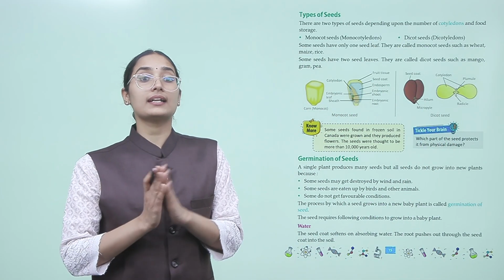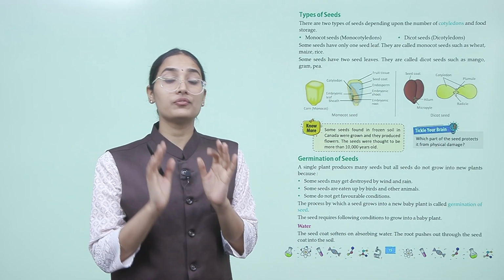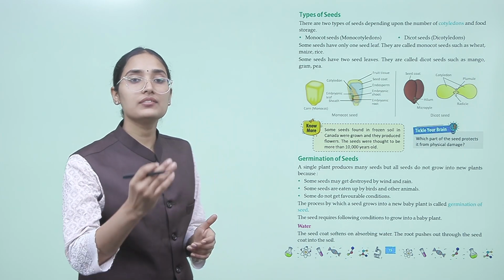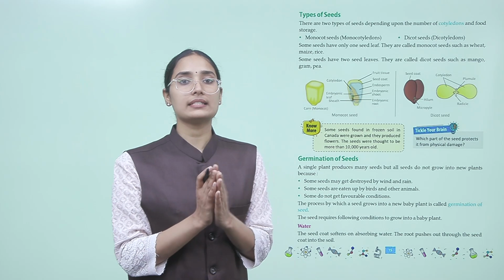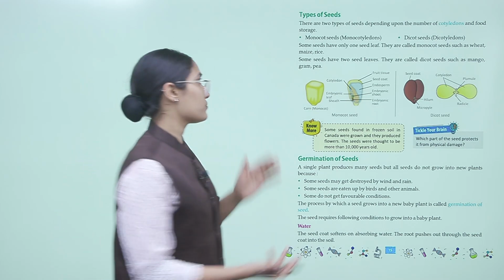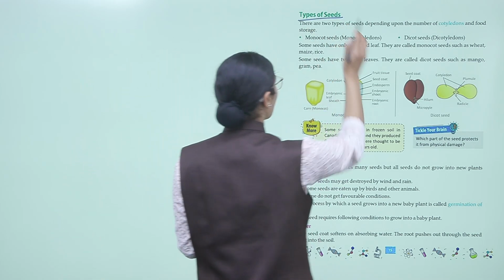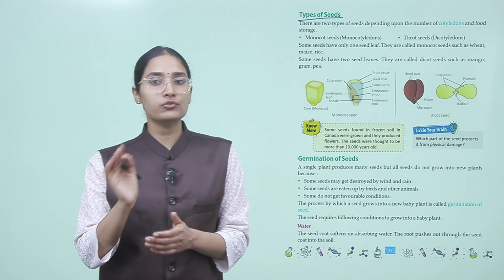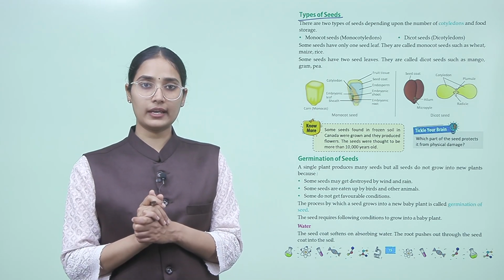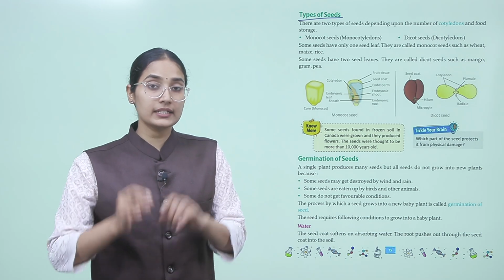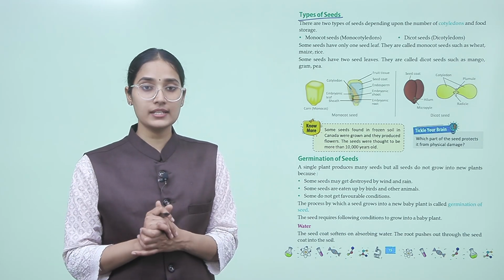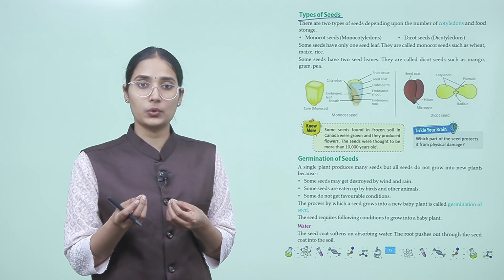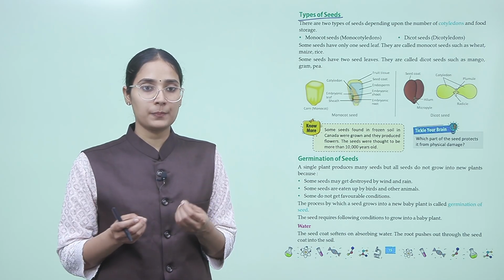Now let's understand the types of seed. Till now we have understood the basic structure of the seed, right? That we can even understand just by looking at the seed. Now let's understand the types of seeds. So there are two types of seed depending on the number of cotyledons and the food storage, right? We talked about cotyledon, right? That's the part that we actually eat, and the cotyledon basically stores the food, okay? That's the energy giving part, right?